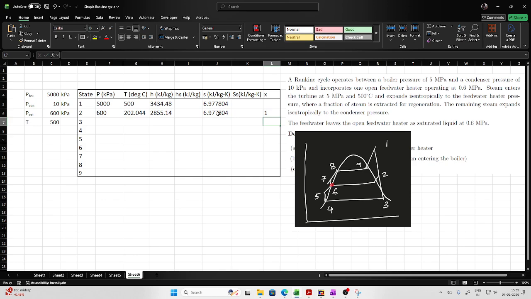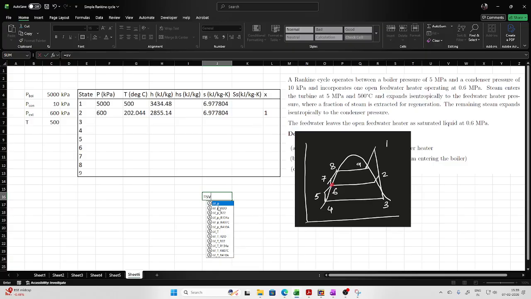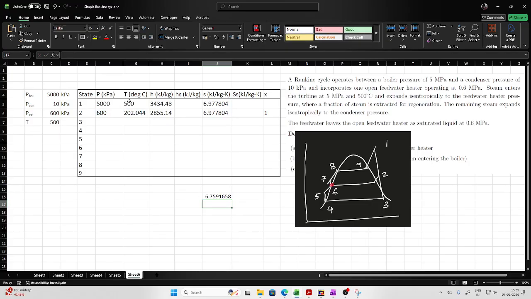And if you really want to see how much it is beyond, then you have to check the entropy of vapor corresponding to that particular pressure, that is 600. You can see that the saturated vapor entropy is 6.7 and the entropy which we are dealing with right now is 6.9. So it is way beyond this. So this point is in superheated state. So that's why this is coming out as 1, because in this particular state there is no point of dryness fraction.